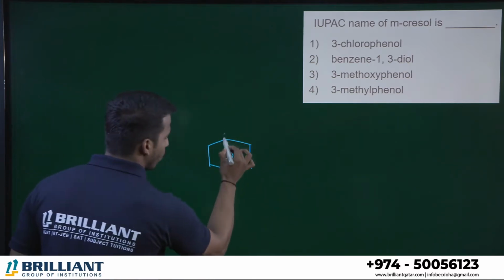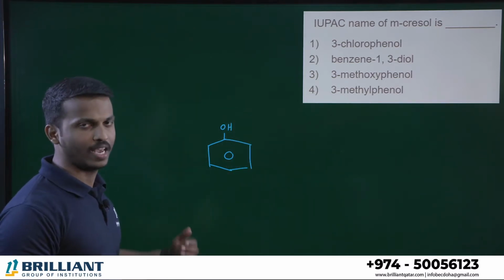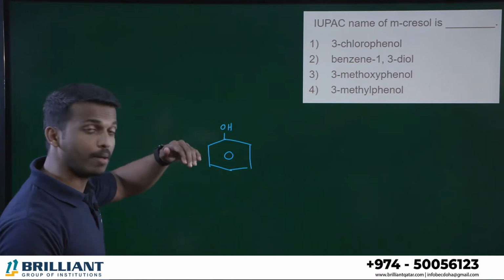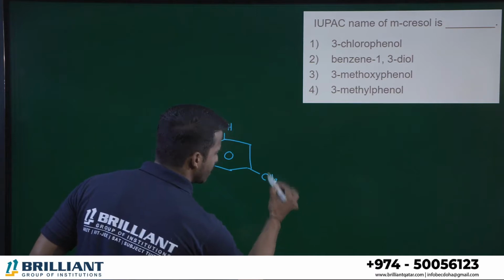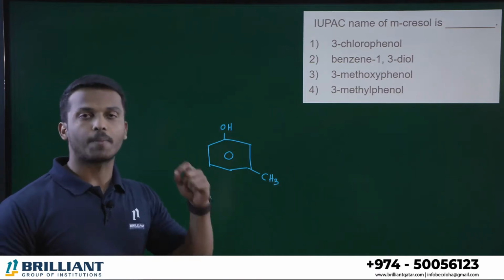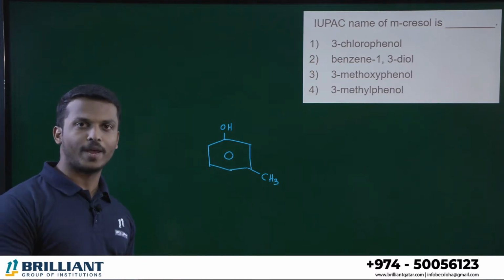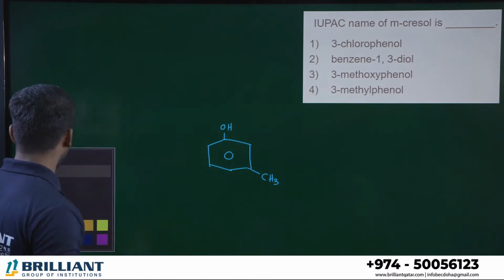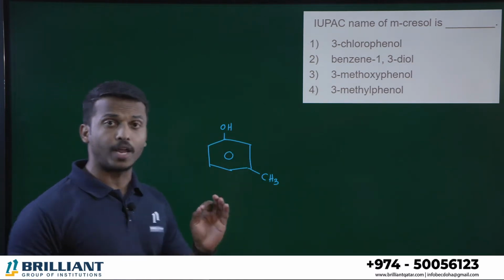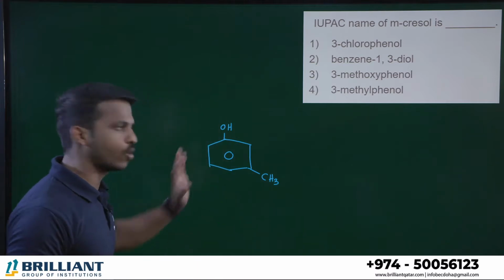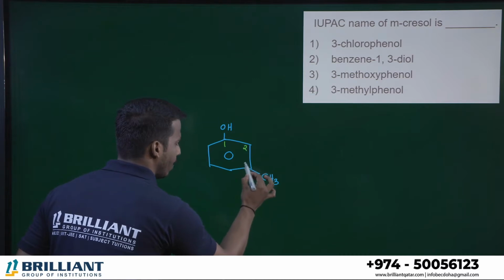Benzene is there with an alcohol and a CH3 group, then only it becomes cresol. Then what is meant by metacresol? Metacresol means the CH3 group is on the meta position. Alright, so this is the compound called metacresol. Shall we write the IUPAC name? Here we have alcohol and a methyl group. As per the priority order of functional groups, alcohol is the only functional group here, right? So number 1, number 2, number 3.